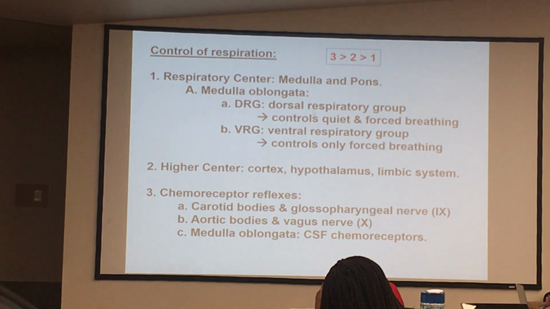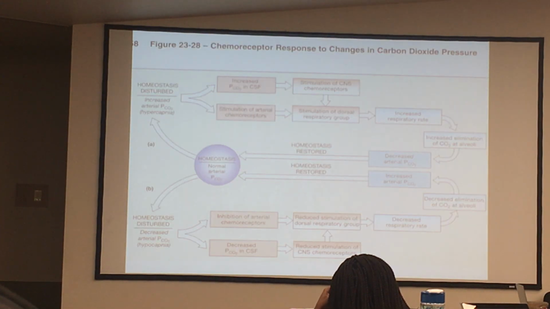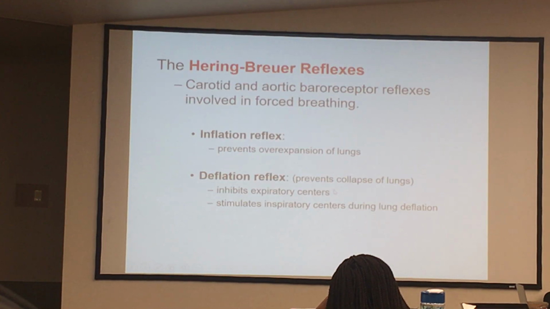If you cannot remember, just say D. D means double. Either quiet or forced breathing, the DRG is involved. The VRG is only for forced breathing, which we control by our will. Don't worry about it, so I don't give everybody a headache.